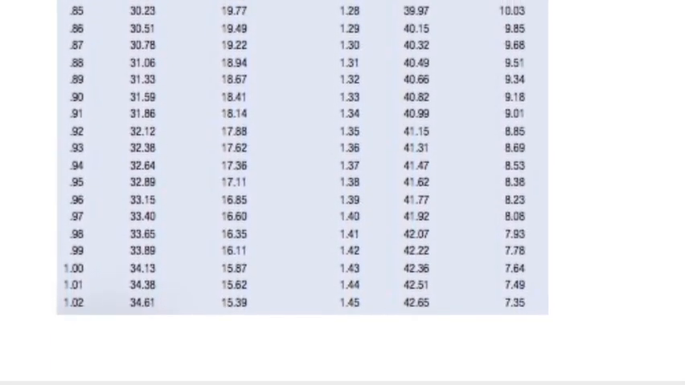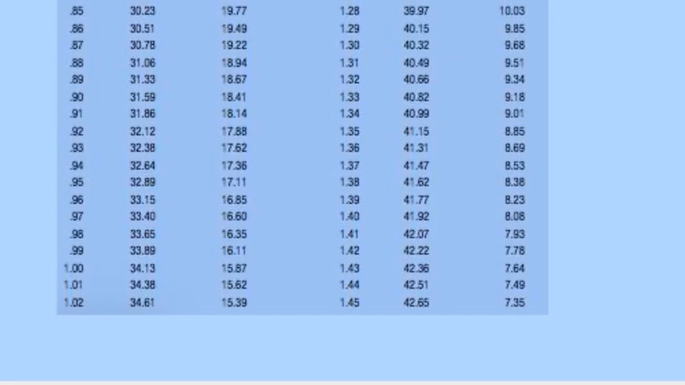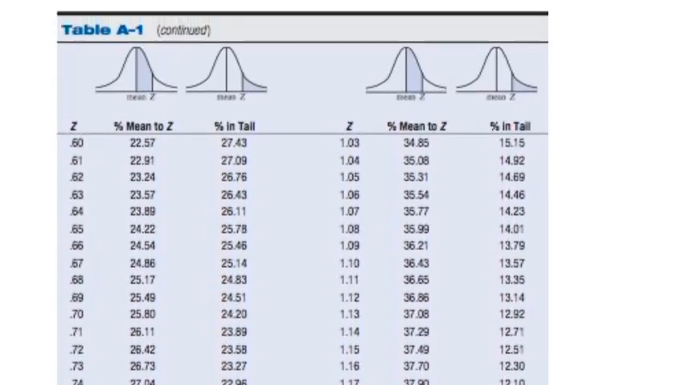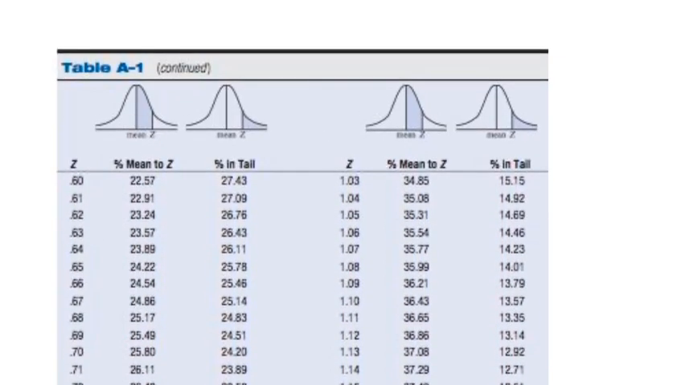A z-score of 1, we've found that over here. Well, not what we want. Z-score of 1 on the bottom here, and we want to know how many people scored better than us. So if we take a look at these two normal curves on the top of our columns here, we're interested in the data over in the tail. So we want the percentage in tail column to determine how many people scored better than us.